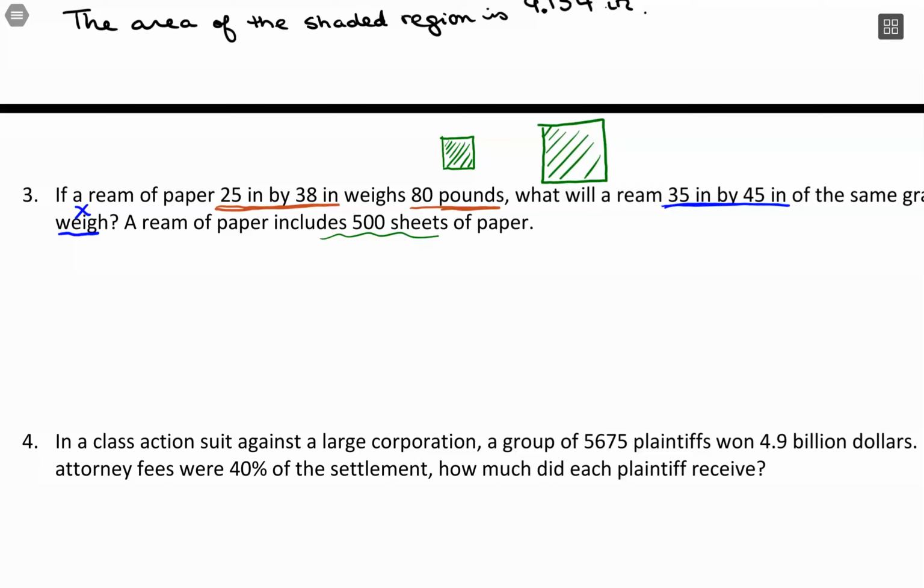Because then we're getting an idea of volume, where it'd be the area of the paper times the width of the stack. But we can kind of ignore the width of the stack because it's the same. It's 500 sheets of paper for both groups.